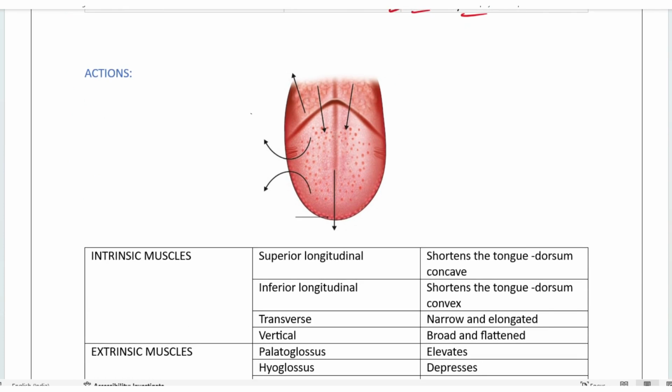So let's see the actions now. Retraction. This is going to be elevation. This is depression. And lastly it will be protraction.